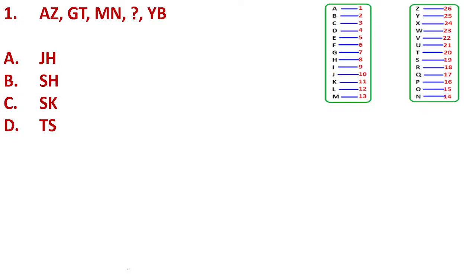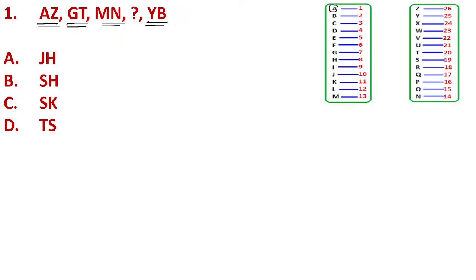So this is the first question. Look at this question carefully. AZ, GT, MN, question mark is given, and then YB. So these are the pairs of alphabetical letters given to you. If you clearly look at the alphabetical letters, you can catch the logic very easily. Why?